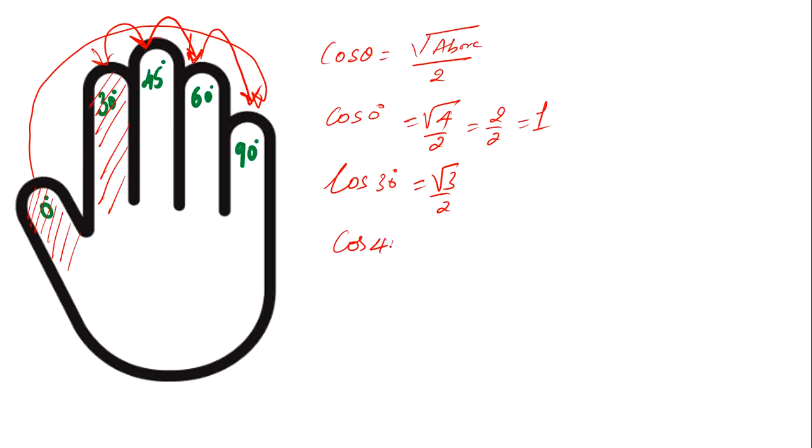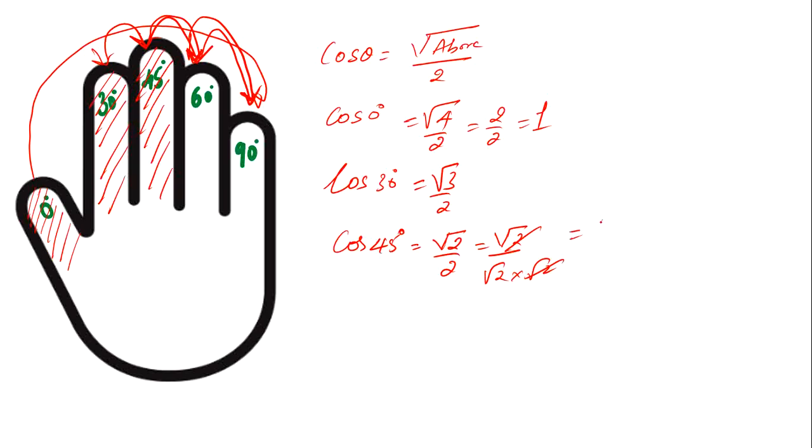Cos 45 degree. As I said, close middle finger and count the above fingers of middle finger. So what are the above fingers we have? One is ring finger, the other one is little finger. So totally we have 2, so it is root 2 by 2. A small simplification, root 2 by root 2 into root 2. The answer becomes 1 by root 2 then.